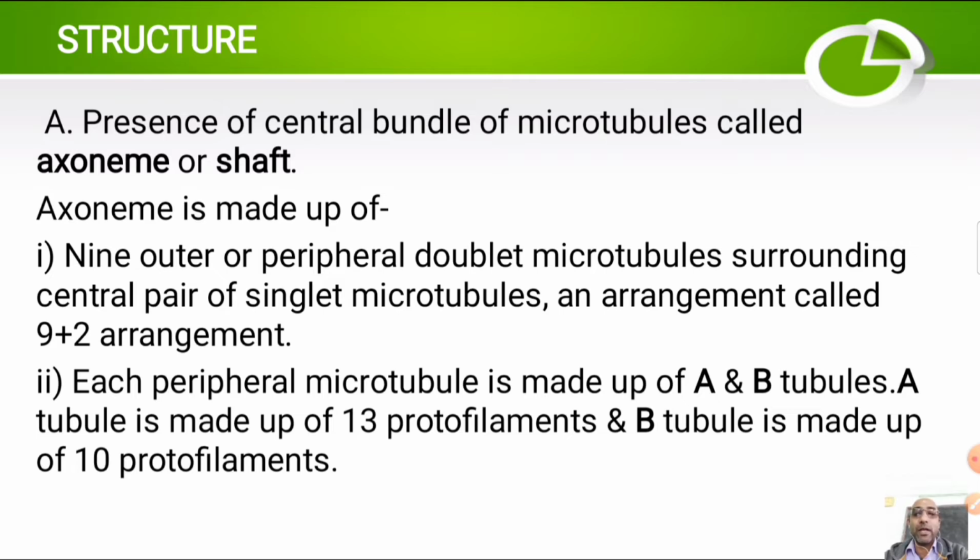The peripheral doublet microtubules, central one is singlet and the peripheral ones are doublet. Doublet microtubules consists of A tubule and B tubule. The A tubule is made up of 13 protofilaments, whereas the B tubule is made up of 10 protofilaments.